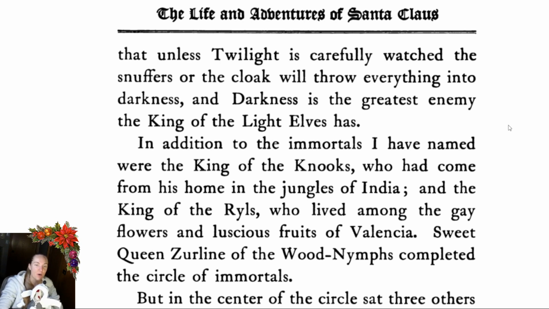In addition to the immortals I have named, were the king of the Knooks, who had come from his home in the jungles of India, and the king of the Rills, who lived among the gay flowers and luscious fruits of Valencia. Sweet Queen Zerline of the wood nymphs completed the circle of immortals.